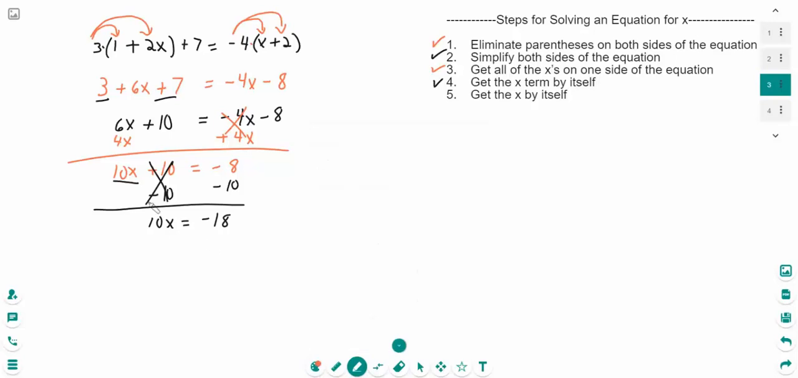Now we have to get the x all by itself. So how do we do that? We have to divide it by 10. And we end up with x equaling a negative 18 over 10. I could reduce that, though, and make that a negative 9/5 if I divide both of them by 2, right? So I end up with x equals a negative 9/5.